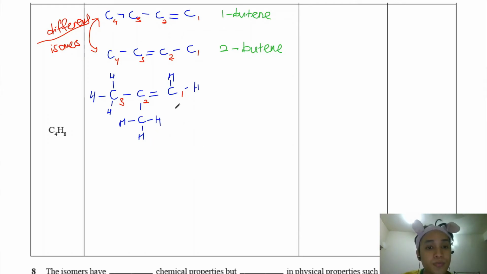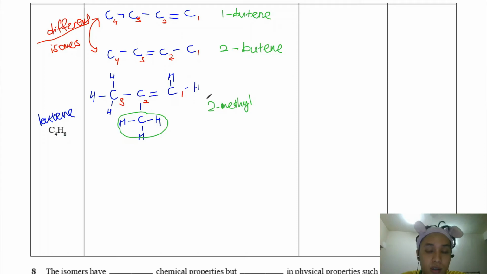Okay, so this is another structural formula. For butene, I already have 3 different structural formulas. So what is the naming for this one? Remember, this is the side chain, right? A 1 carbon side chain is called methyl, and it's at the second position. So this one is called 2 methyl.